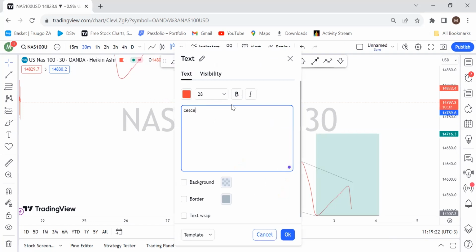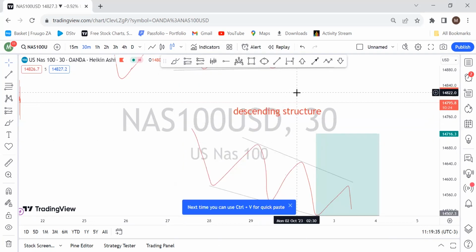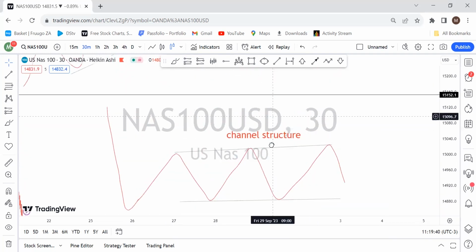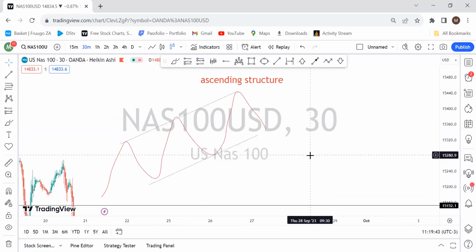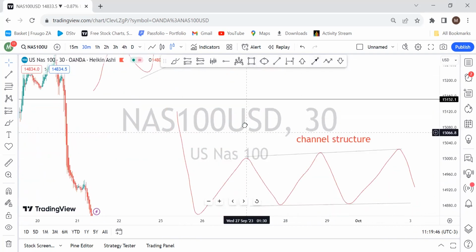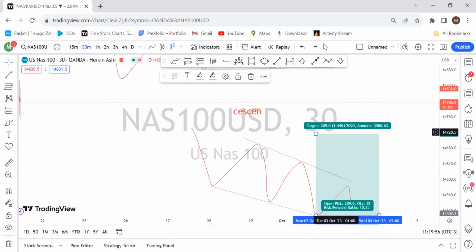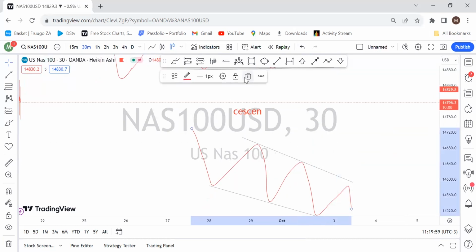Descending structure, right? So those are the three structures that we have: descending structure, a channel structure or flat structure, and an ascending structure, right? So those are the three types of structures that we have. Hold on. Let me just do it the manual way because it's taking time.